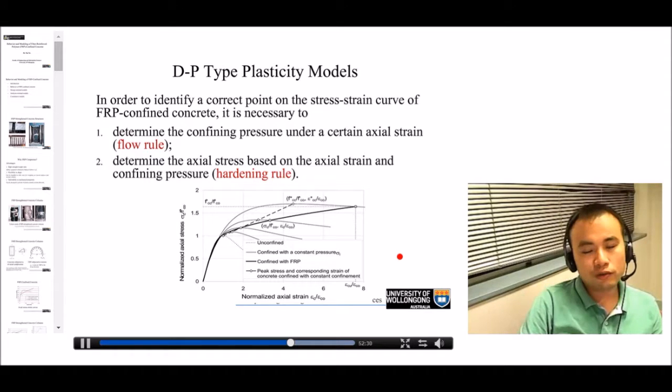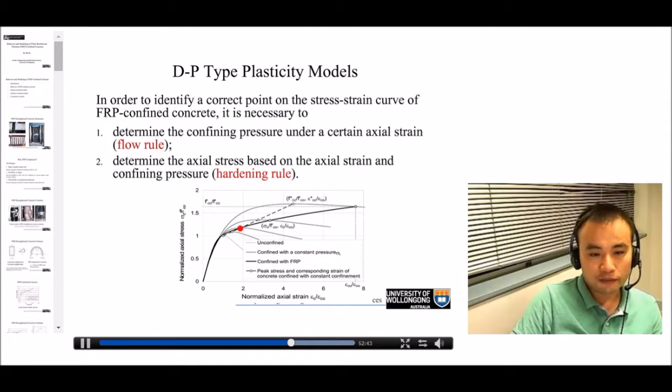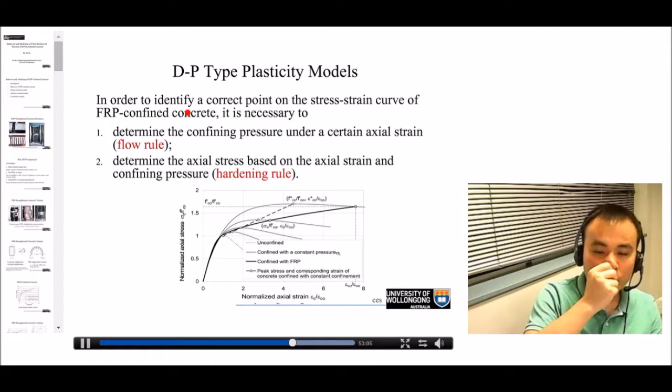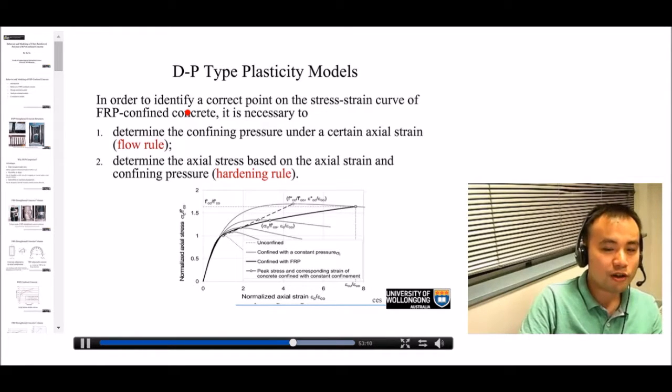Question is, if you use the hardening rule correctly, whether you can predict very well FRP confined concrete. Unfortunately, the answer is no. If we look again at this figure, finding the actual stress based on the actual strain and confining pressure only solves the problem of actively confined concrete. And this is the hardening rule. To get the confining pressure right in the first place, you need to predict the lateral expansion of concrete correctly first. And to predict accurately the lateral expansion of concrete, we need to get the flow rule right. So if you get the hardening rule right, you can make sure the model works for actively confined concrete. But for FRP confined concrete, you will have to make sure your flow rule is right, because the confining pressure depends on lateral expansion.